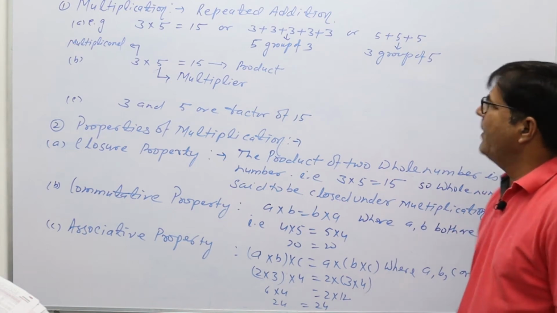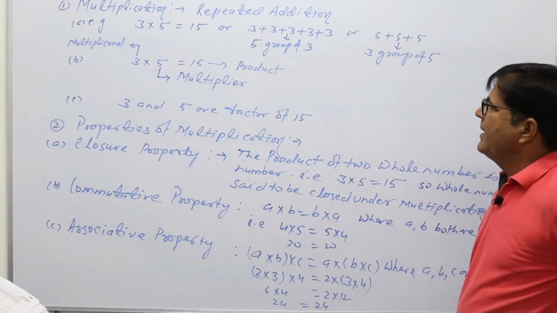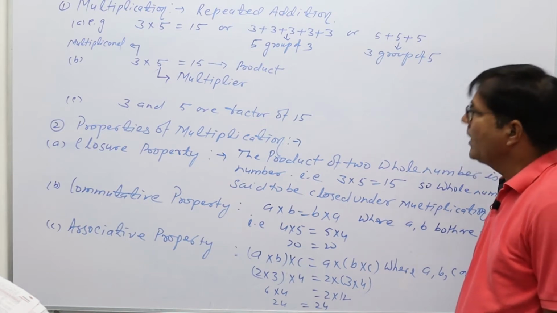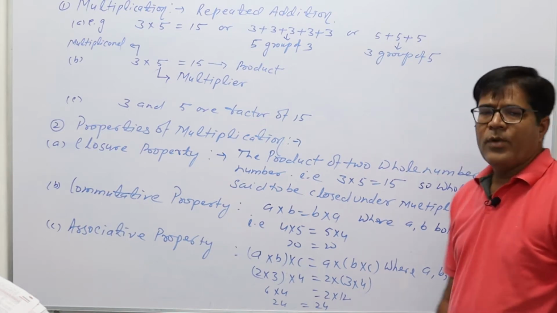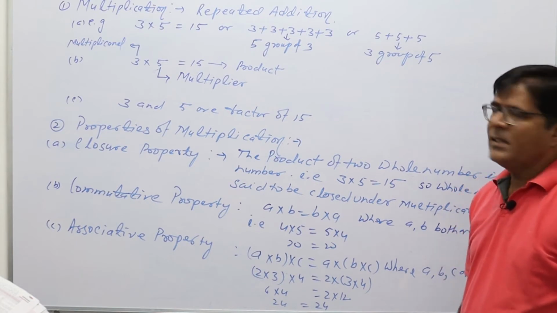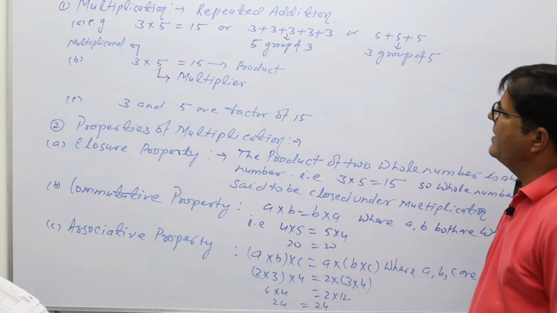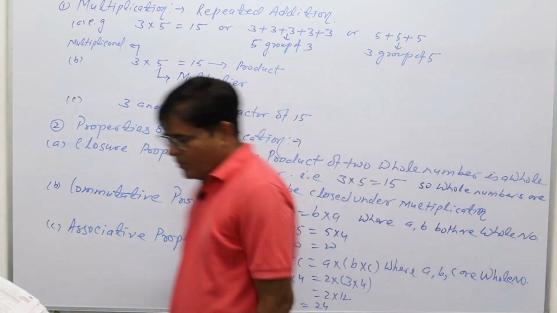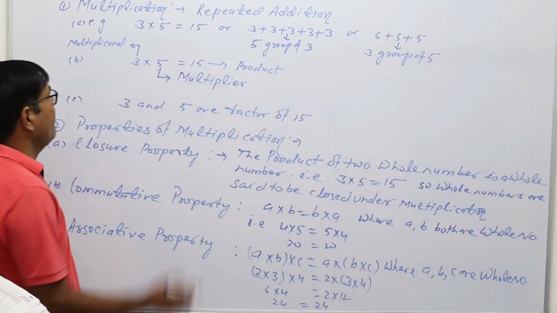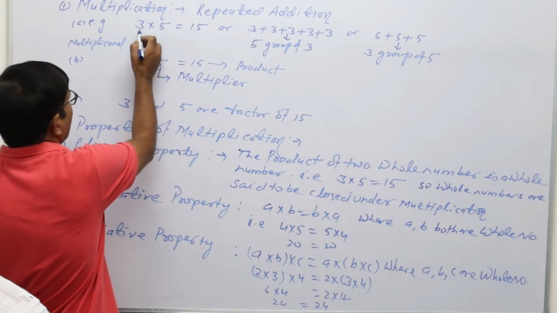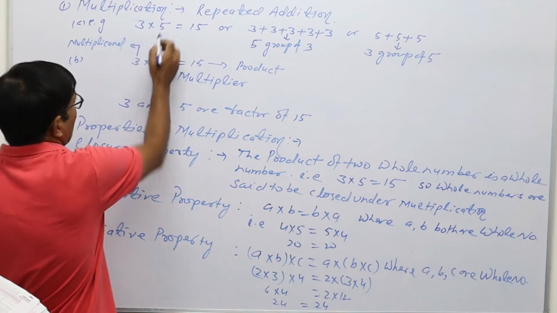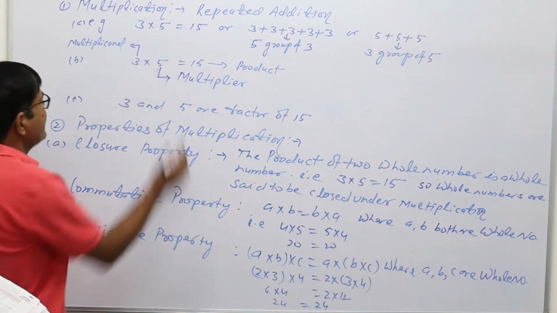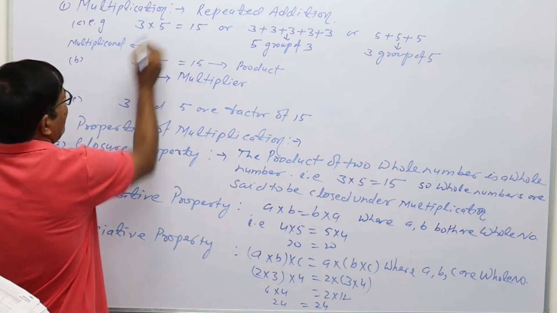Class 6th, second chapter, Whole Numbers, and the next topic is multiplication. So, what do you understand by multiplication? Generally, multiplication is repeated addition. For example, if we have to multiply a whole number 3 by another whole number 5, then it will be written as 3 multiply 5.